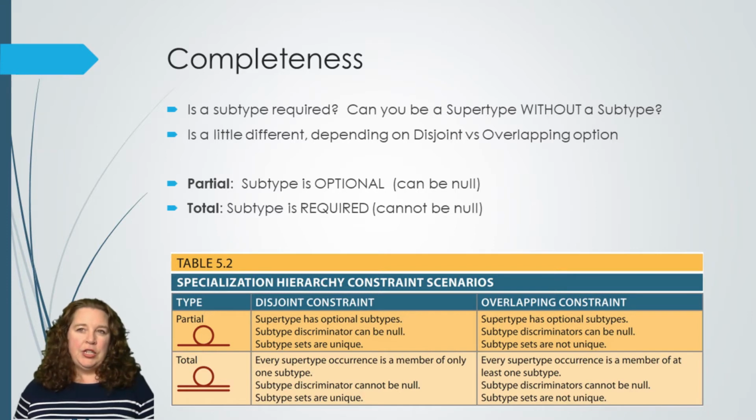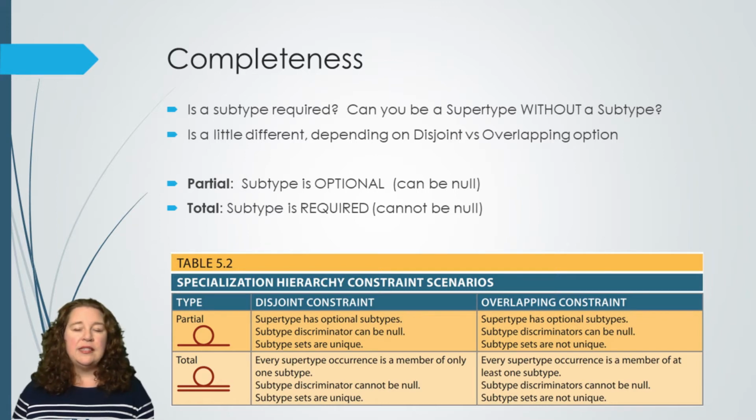The next constraint we're going to talk about is completeness. Now, the completeness refers to, is the subtype required? Sometimes you're going to have an employee and then you have a subtype of pilot. Well, not all the employees are pilots, so you can have an employee who is not a pilot, who doesn't have a subtype, and that's okay. That's called a partial subtype. You don't have it required. You're allowed to have null as that discriminator. That's allowed because it is a partial constraint for completeness.